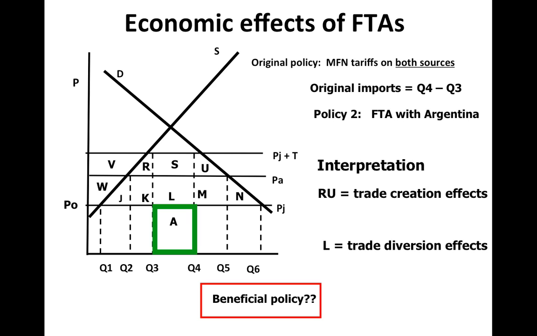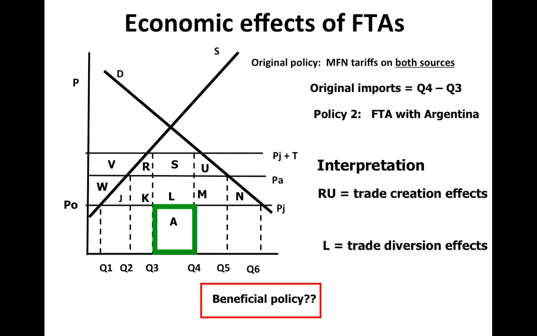So Q3 to Q4 used to be imported from the Japanese before the policy change. And A, that green box, was how much the Brazilians had to pay the Japanese at the border for importing Q4 to Q3. Now, there was a tariff on top of that, but A is what the Japanese earned and what the Brazilians had to pay at the border for importing Q4 to Q3 from the Japanese.